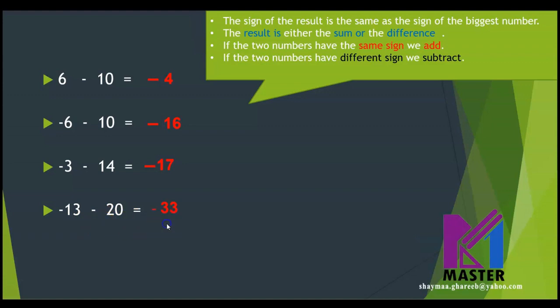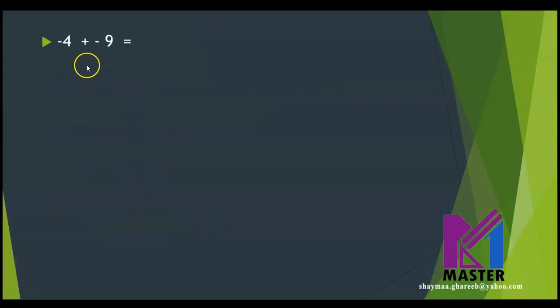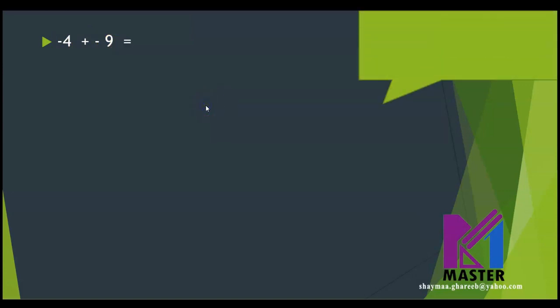Then the answer will be negative 33. Okay. Now, let's look at this example. Now I'm adding two negative numbers. Negative 4 plus negative 9. What should I do in this case?